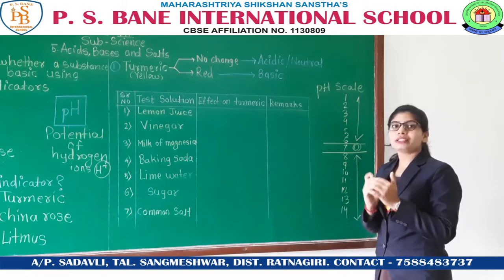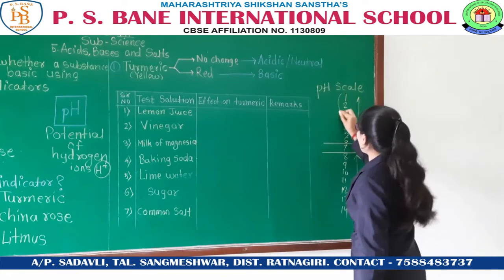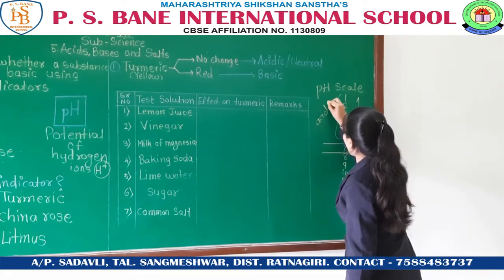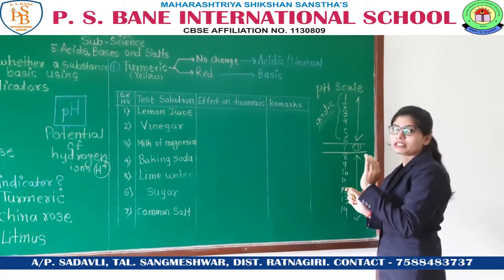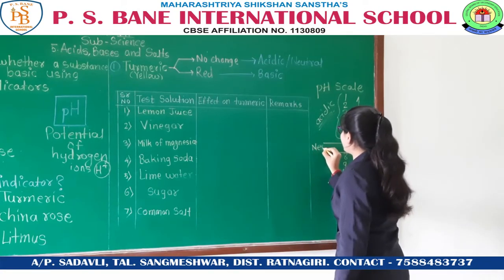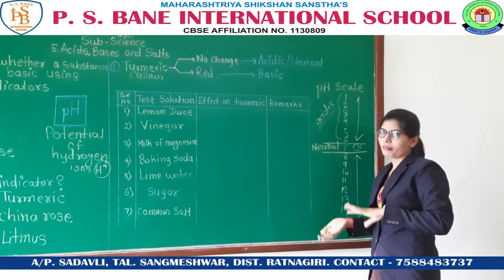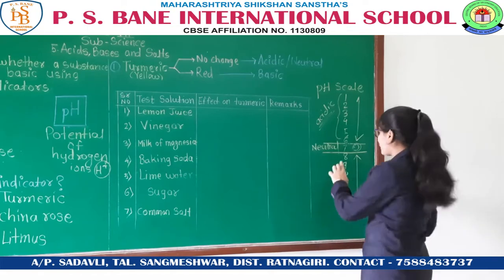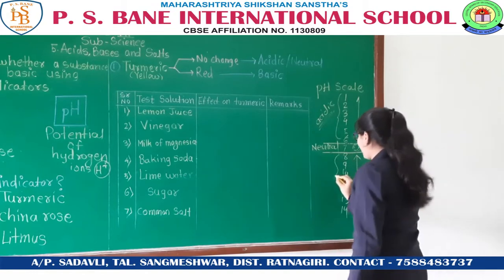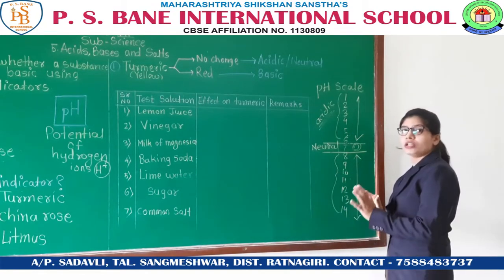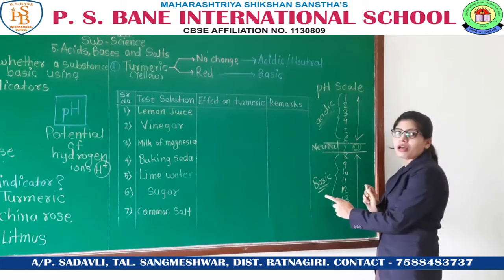If the solution shows a pH below 7, we can say it is an acidic solution. If the solution shows 7, that is pH 7, then the solution is neutral, meaning not acidic, not basic, a balance. And if the solution shows a pH above 7, meaning 8, 9, 10, you can say it is basic.